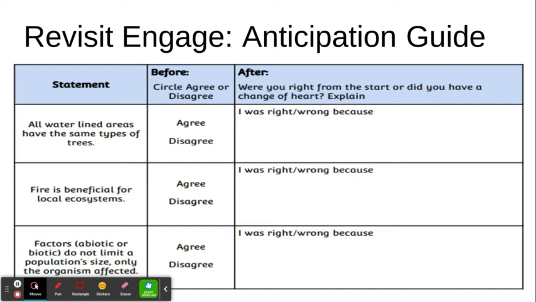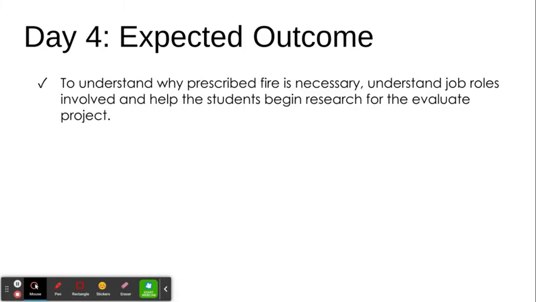And then whether the student was right or wrong, they are writing in the after column. So if they were right, what prior knowledge gave them clues to picking the agree or the disagree, whichever was the right answer? If they were wrong, what new information have they now learned to lead them to understand that that statement is either an agree or disagree statement? Then moving on to day 4. Day 4 is understanding why prescribed fire is necessary.